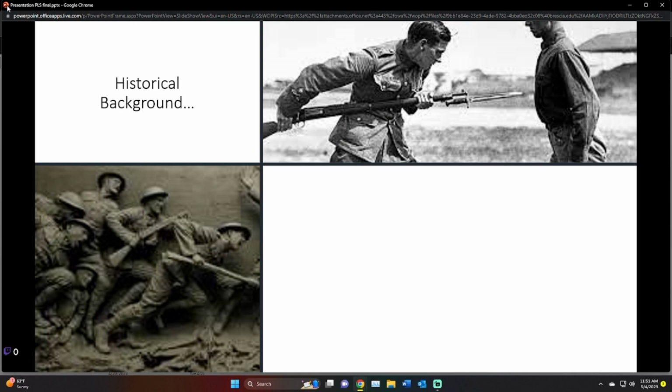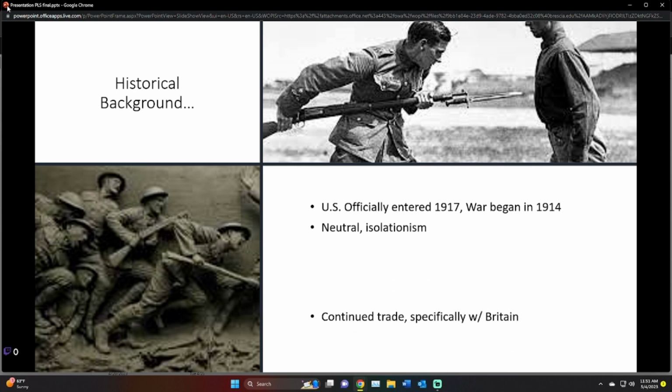Historical background regarding the United States' entry: The United States officially entered the war on April 4, 1917, while the war started a few years prior on July 28, 1914. The United States, under Democratic President Woodrow Wilson, declared to be neutral in all parts, within a period of isolationism. The U.S. continued to trade, specifically with Britain.